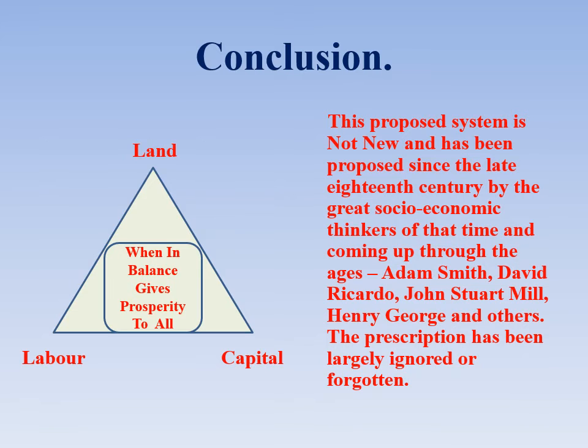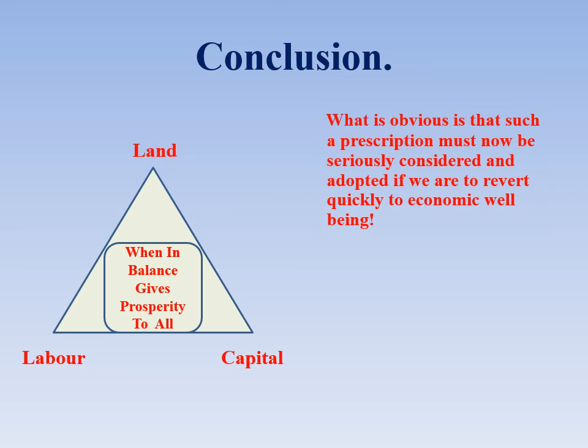This proposed system is not new and has been proposed since the late 18th century by the great socio-economic thinkers of that time and coming up through the ages: Adam Smith, David Ricardo, John Stuart Mill, Henry George, and others. The prescription has been largely ignored or forgotten. What is obvious is that such a prescription must now be seriously considered and adopted if we are to revert quickly to economic well-being.